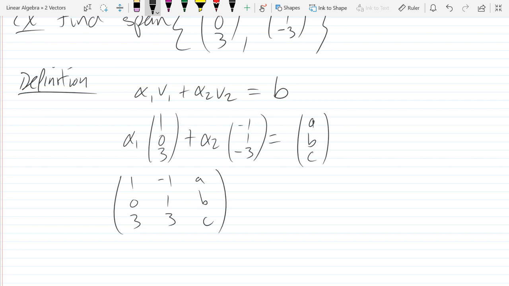All right, row operations. What row operations should I do? No, I don't want to mess. Row 2 looks good. There we go. Like that? Yeah. Okay. So what row operation can I do? Add row 1 to row 3. So let's knock out the 3. So minus 3 row 1 added to row 3.